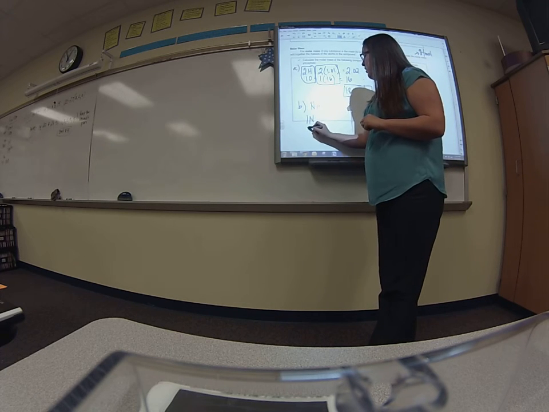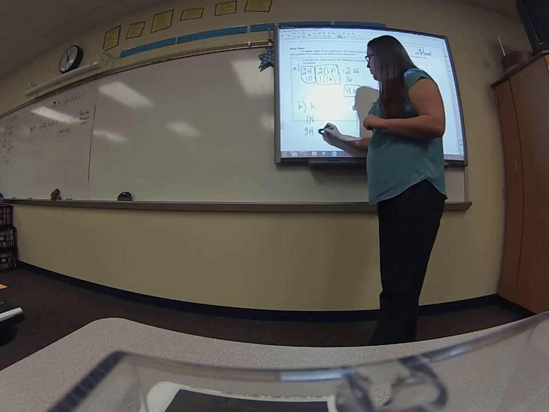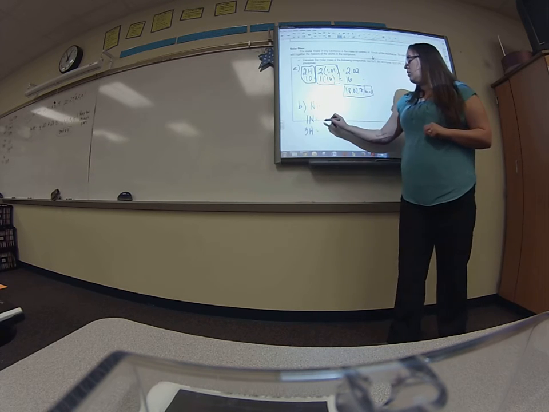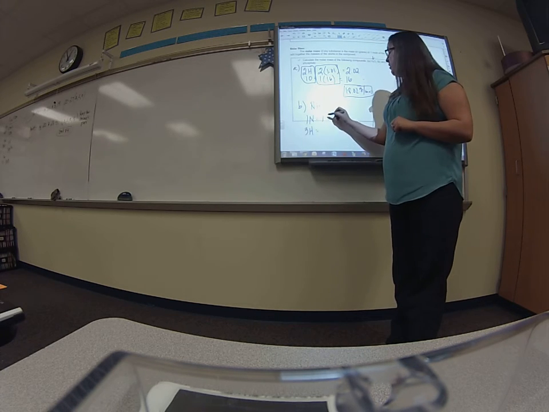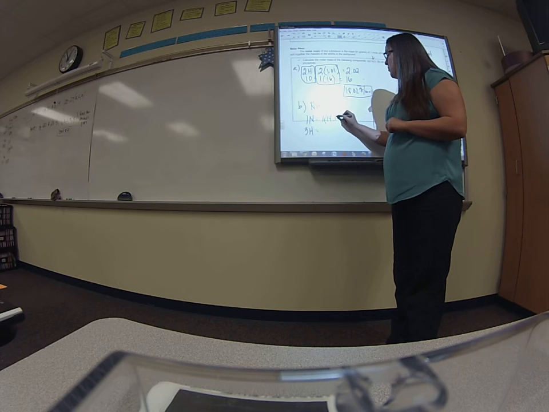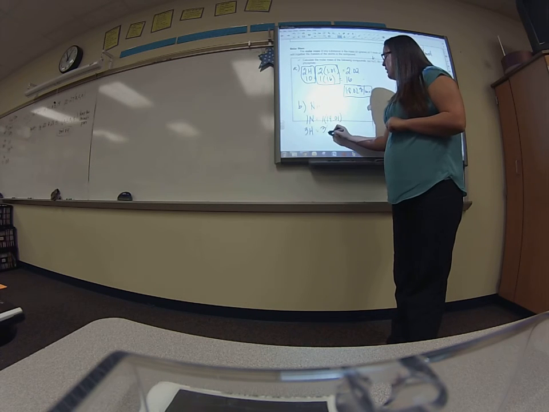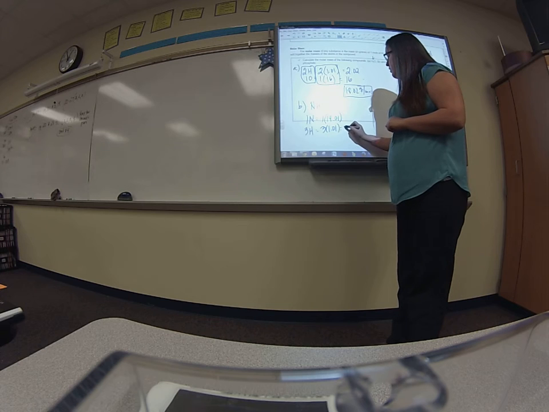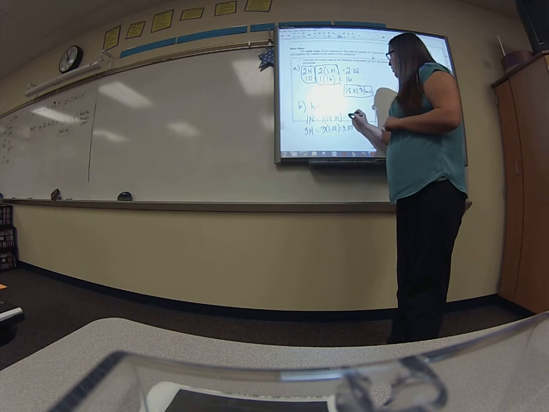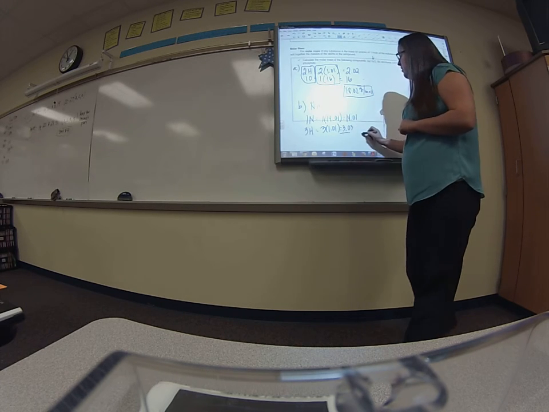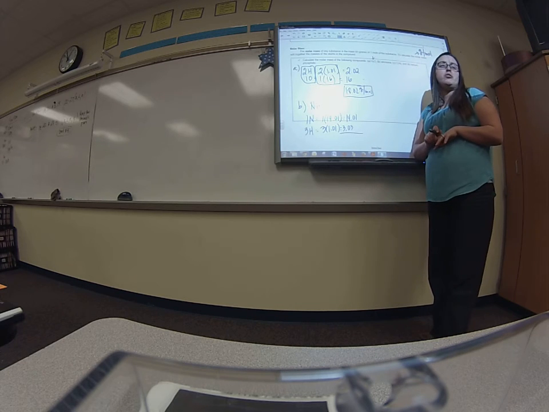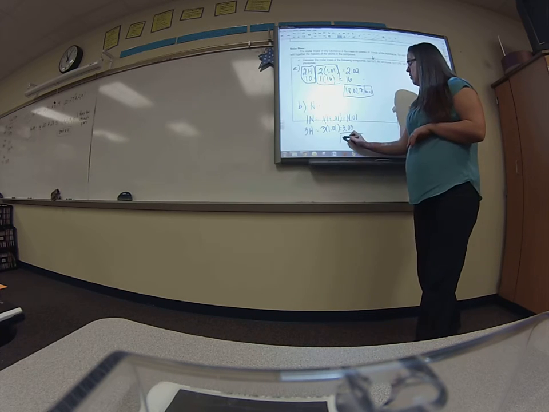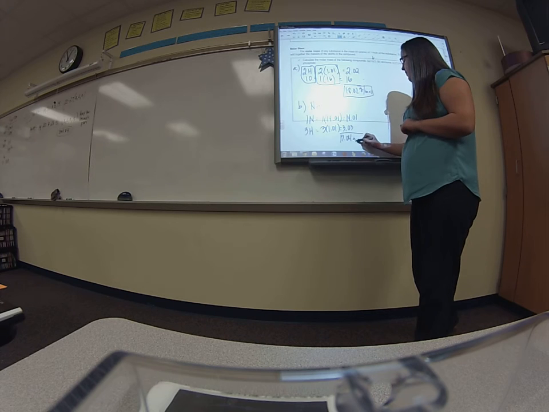1 N, 3 H's. I'm going to multiply each of the elements by their mass. So 1 times 14.01, 3 times 1.01. This is 3.03. This is 14.01. And then I'm just going to add those up. 14.01 plus 3.03 is 17.04, and that's it. Grams per mole.